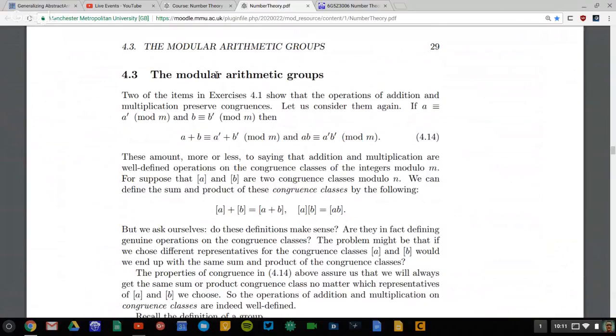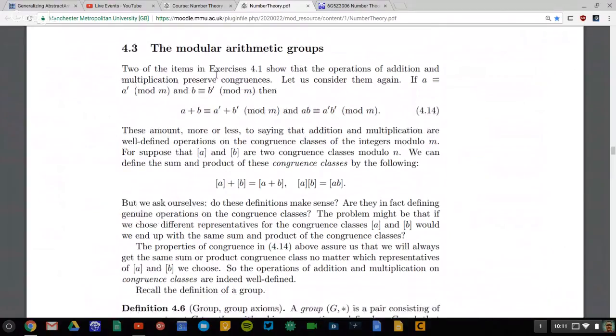Yes, question. Well, I haven't said exactly. They are any integers. But the point is, A and A prime are congruent to one another modulo the modulus, and B and B prime are congruent to one another. So I'm talking generally. I'm trying to explain this general picture.